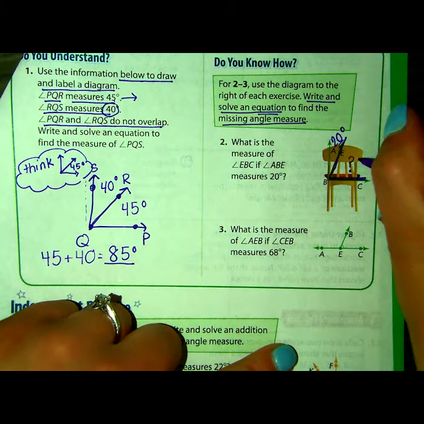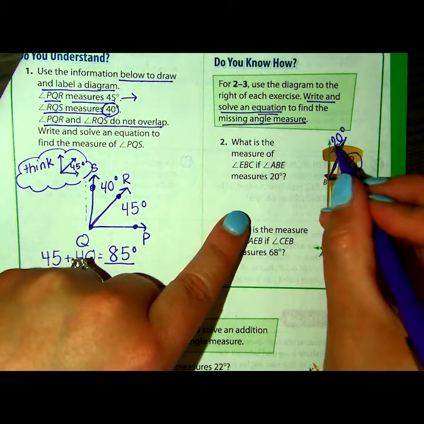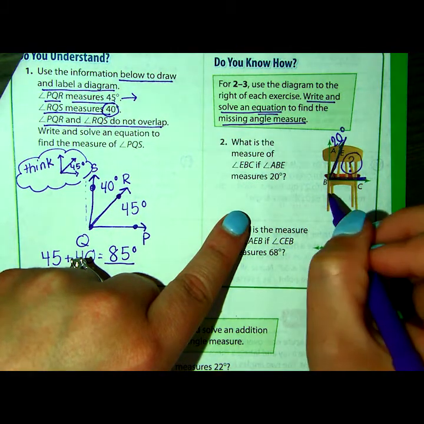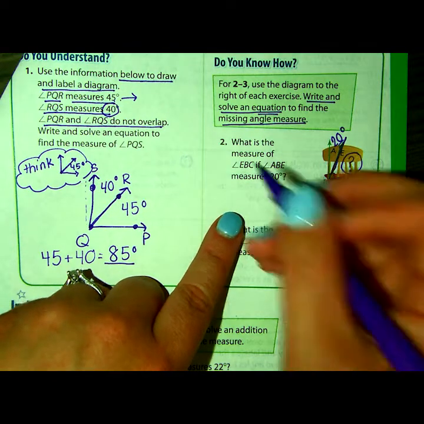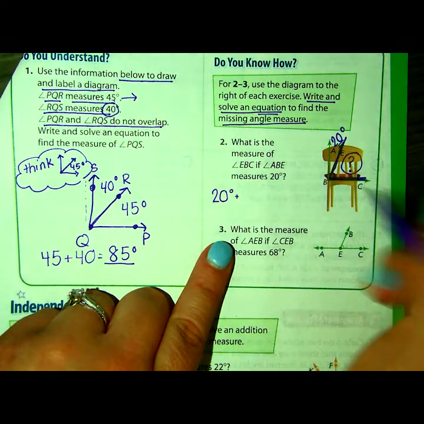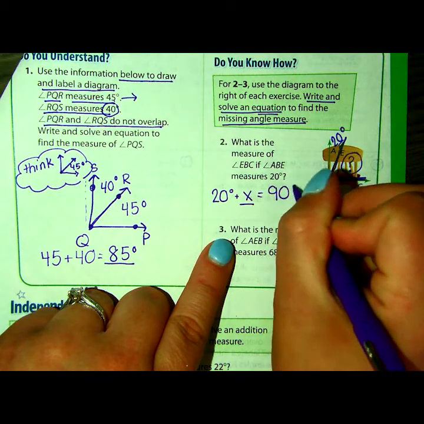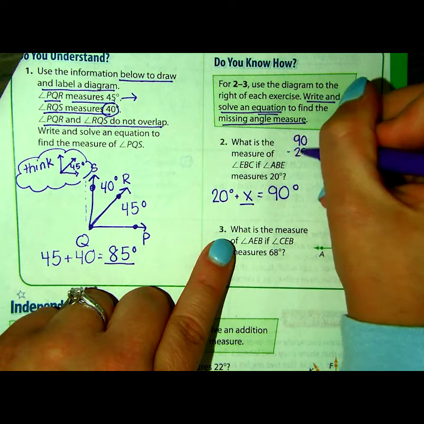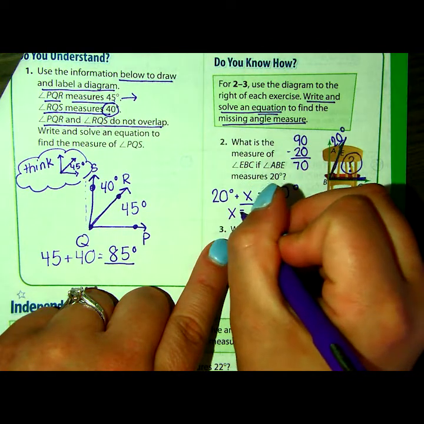However, something that I do know is that these two angle measures, when added together, form a right angle, and a right angle is 90 degrees. So I could write an equation of 20 degrees plus, I don't know, we could use x, equals 90 degrees. And I know that that's the same as saying 90 minus 20, which would leave me with a total of 70. So x is equal to 70 degrees.